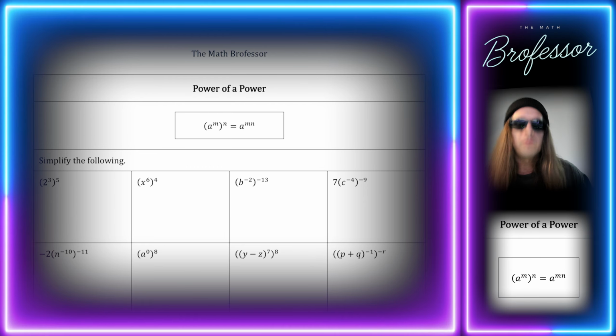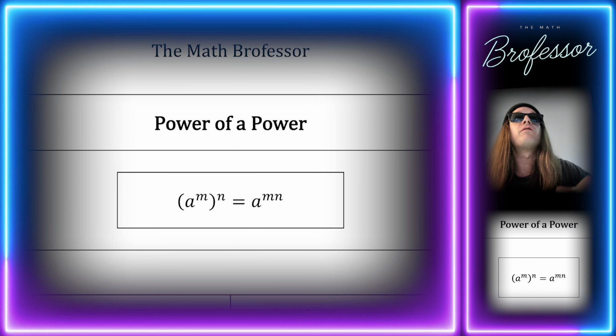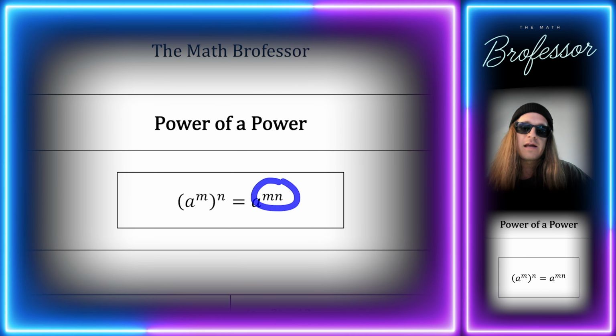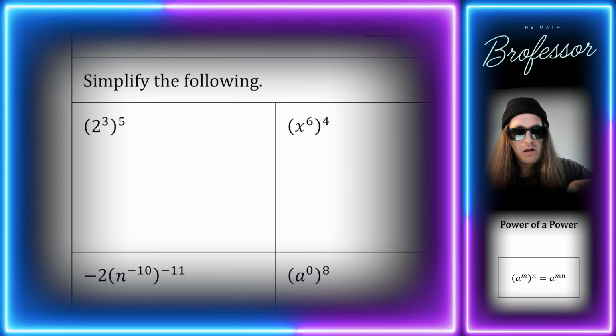But okay, we're moving. So power of a power here is that when you have an exponent and an exponent, or a power to a power, you multiply the exponents. So mn right there, that means m times n. And then, yeah, good. Okay, so let's see some examples here.